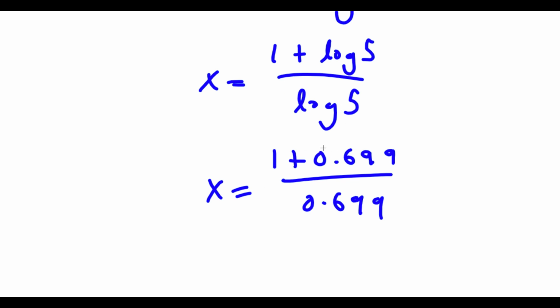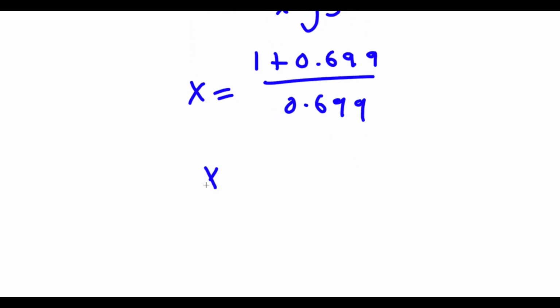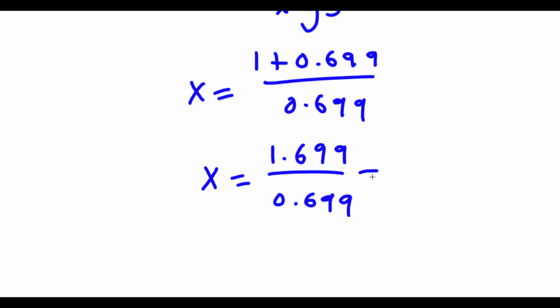Now 1 plus 0.699, that's actually equal to 1.699. So now I have 1.699 over 0.699. And if you actually end up dividing these two using a calculator, you get that x is equal to 2.43. So that is our answer.